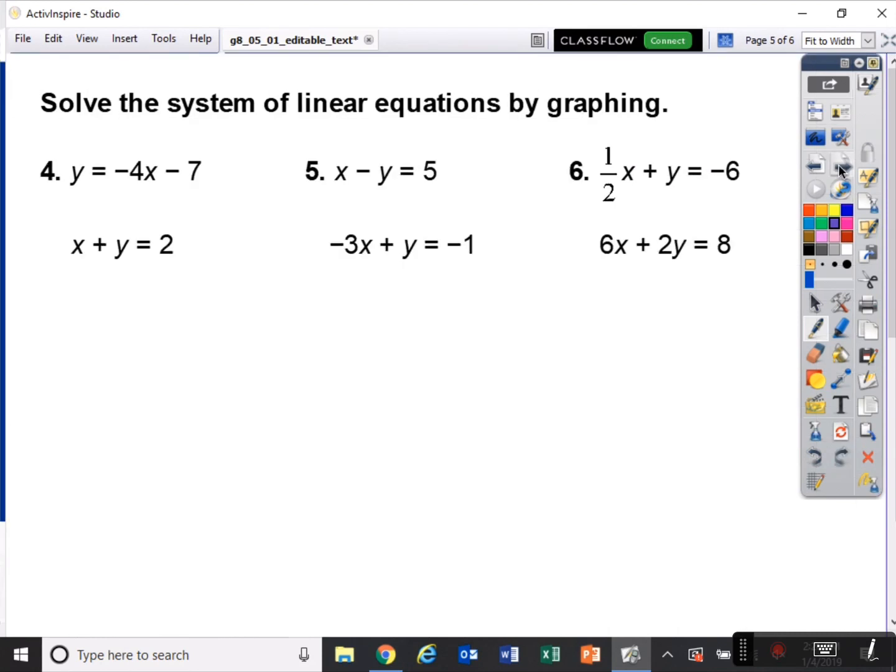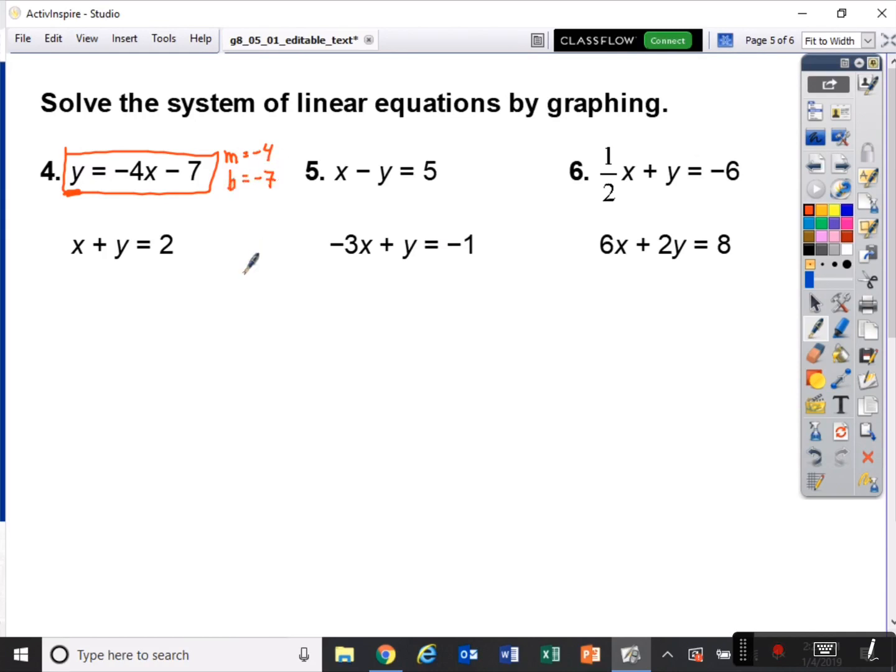All right, so these, you'll notice, they don't all have Y by themselves, right? So we're going to have to get a few of them where Y is by itself, and we're just going to do a couple of these. We'll just do all of them. All right, so number 4. When I look at the first one, Y is already by itself, so we're good there. I can already tell you what the slope is and what the Y-intercept is.